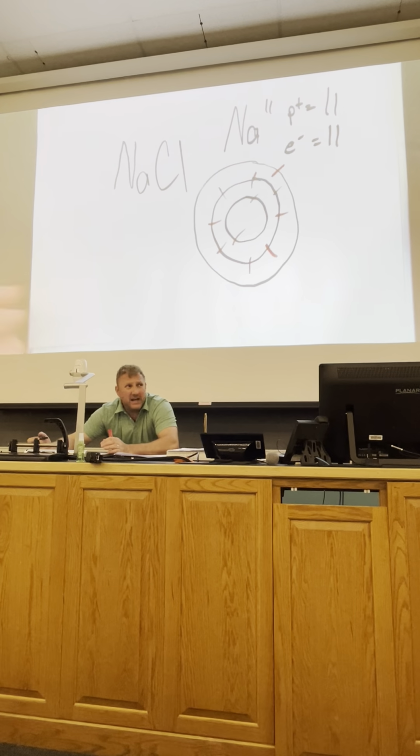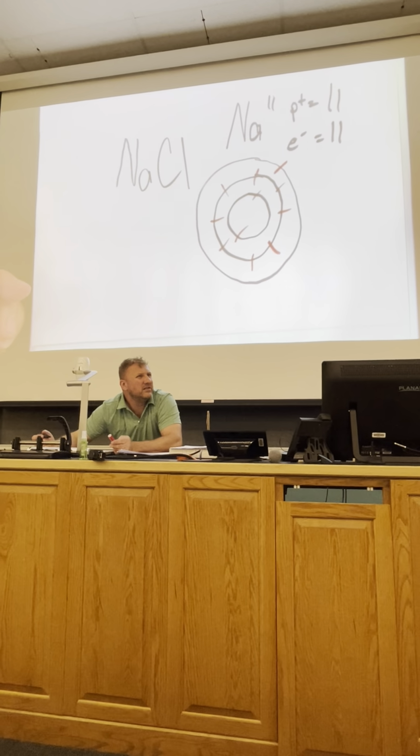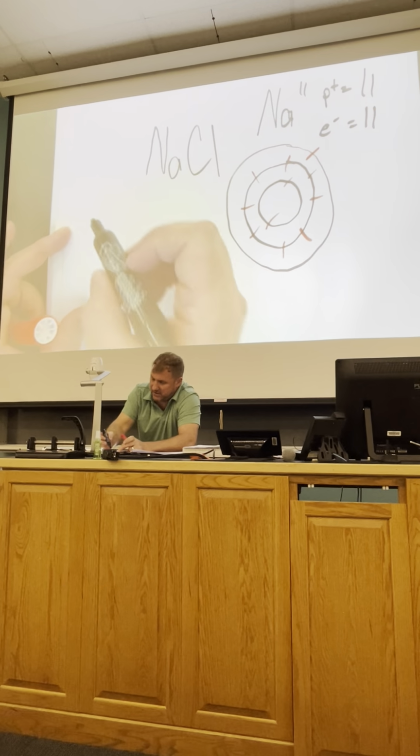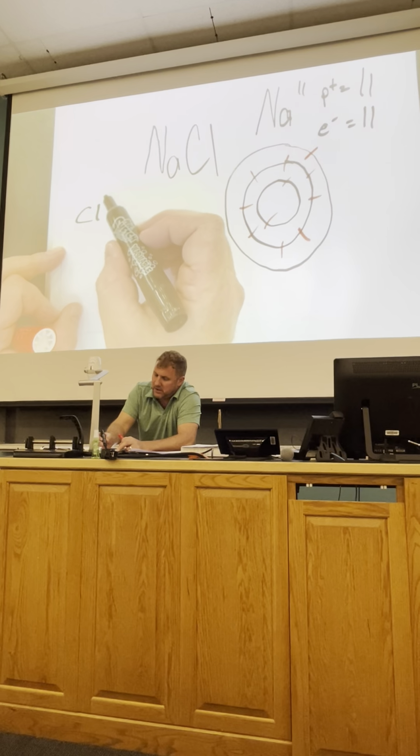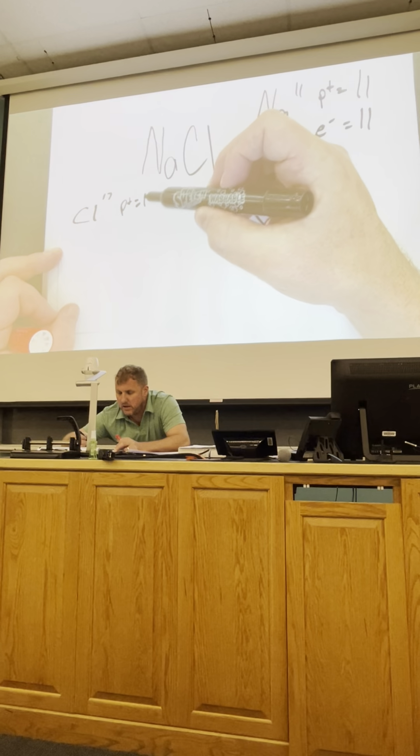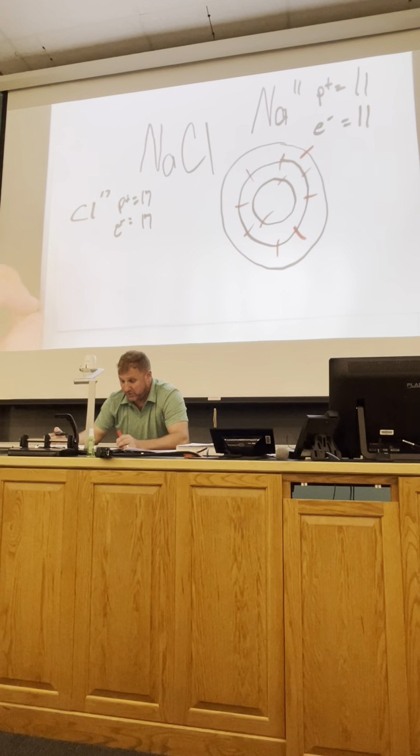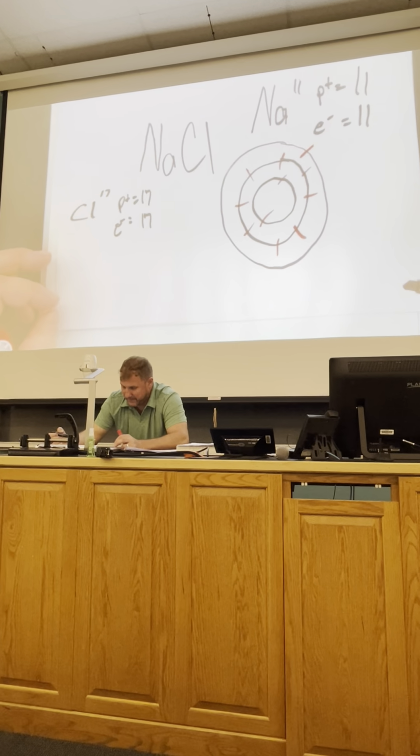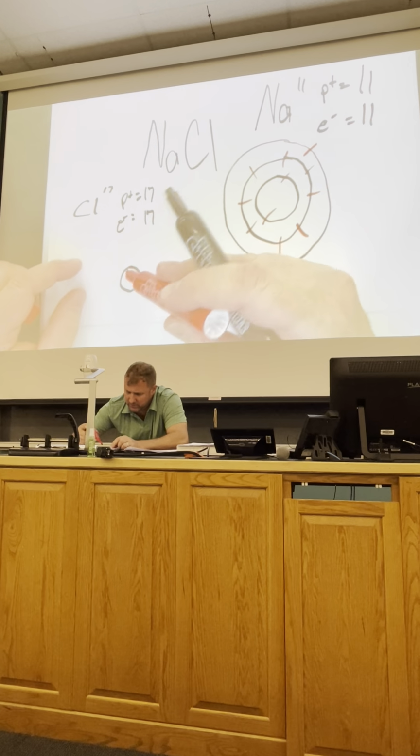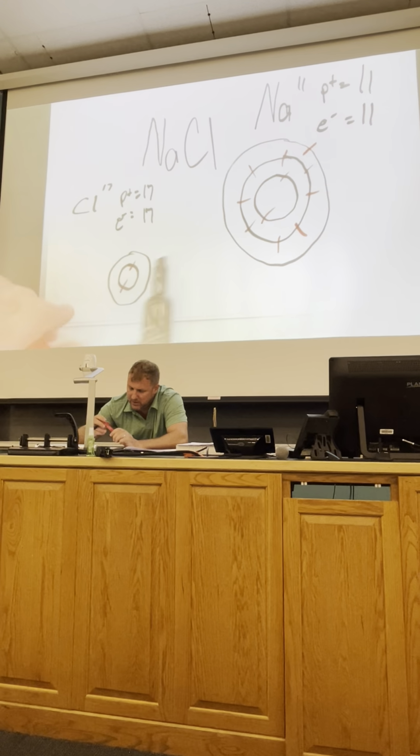Now let's find Cl. Where's Cl? 17. Let's do this for Cl then. The atomic number is 17. How many protons we got? 17. How many electrons? 17. Now I'm gonna draw this even smaller so I can fit it. First shell, 2. How many does that hold? 2. Second shell, 8 more.